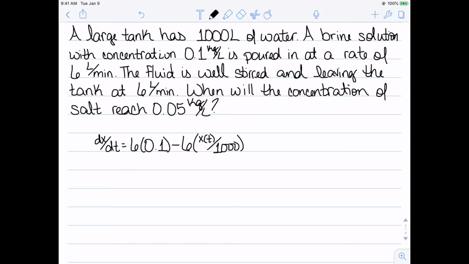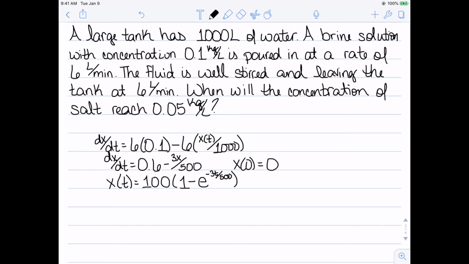We'll now do some simplification. And I get that the derivative is equal to 0.6 minus 3x over 500. And we also know initially this tank had pure water in it. So at time 0, we had 0 salt. So x of 0 equals 0. This is pretty easy to solve since it's both separable and linear.